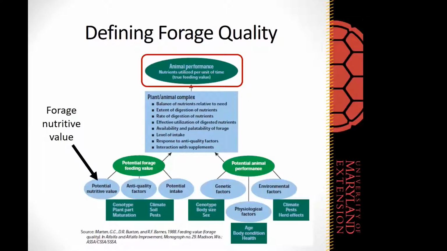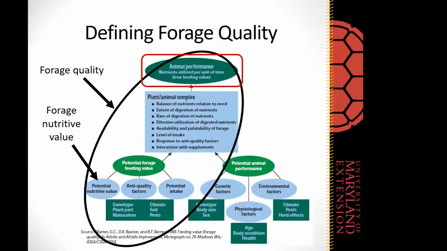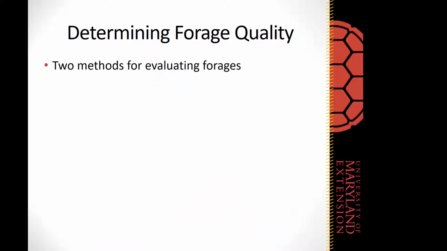Forage nutritive value is just one of those many factors, which include the forage, the feed, and also animal performance is another factor. But forage quality is much broader and includes that forage nutritive value, or those nutrients, but also the other things like potential intake, anti-quality factors, and all those different kinds of things. So just keep that in mind. I know I'm guilty of it too, using those terms interchangeably, but really what we're discussing tonight is that more specific forage nutritive value.